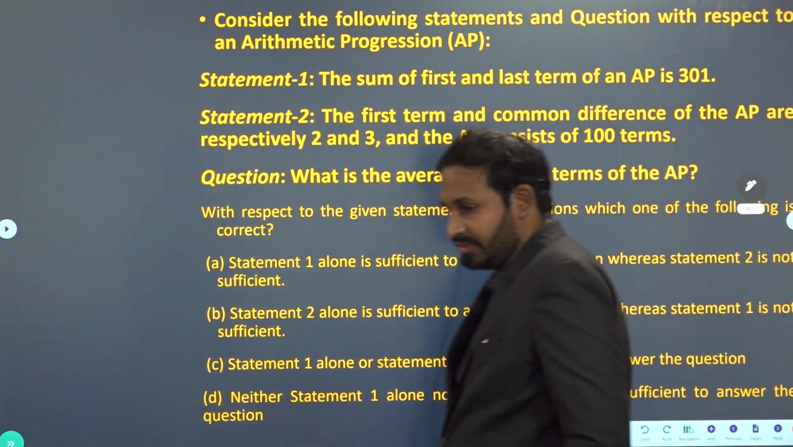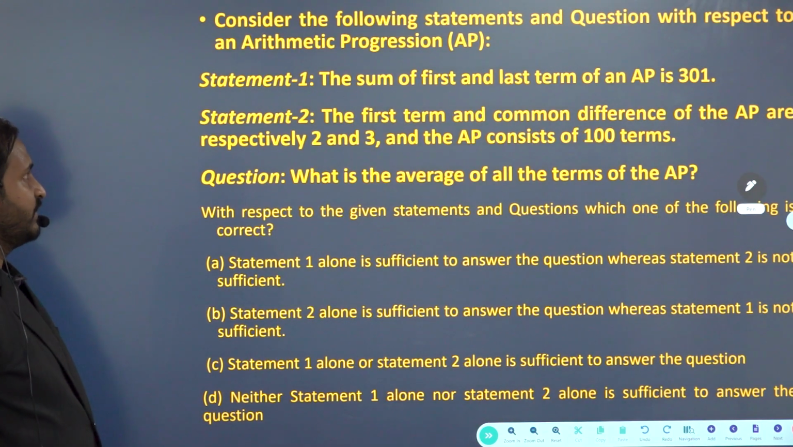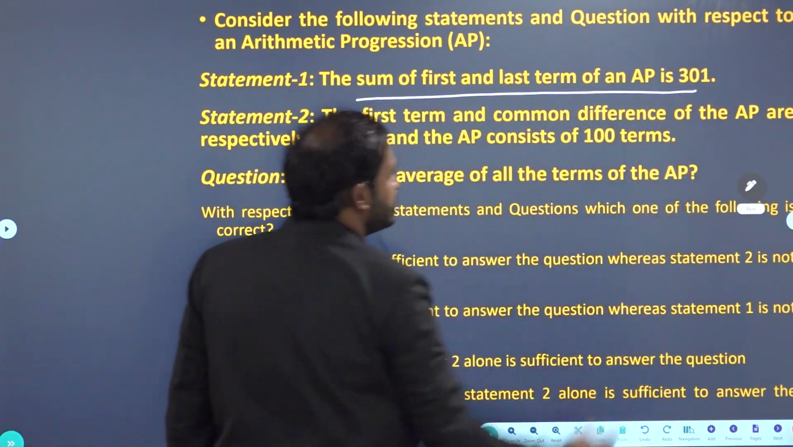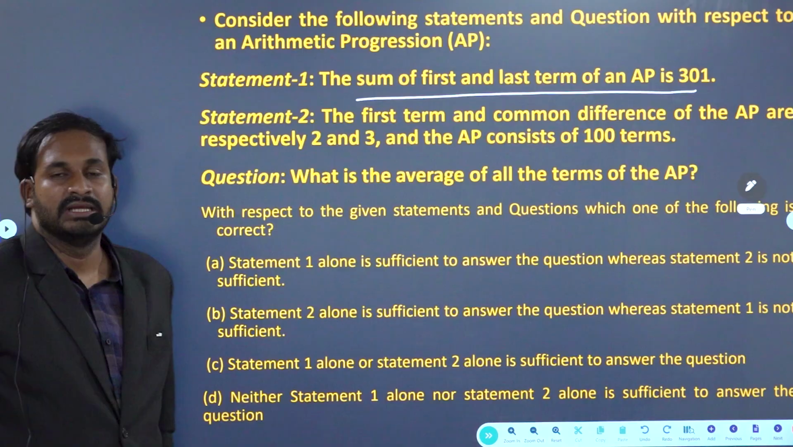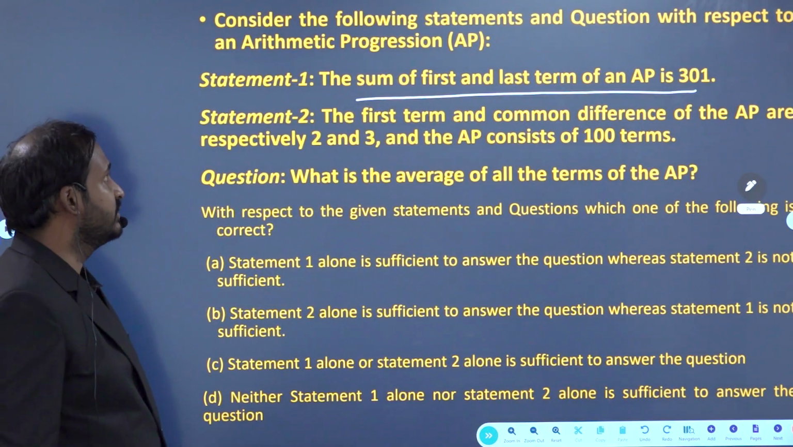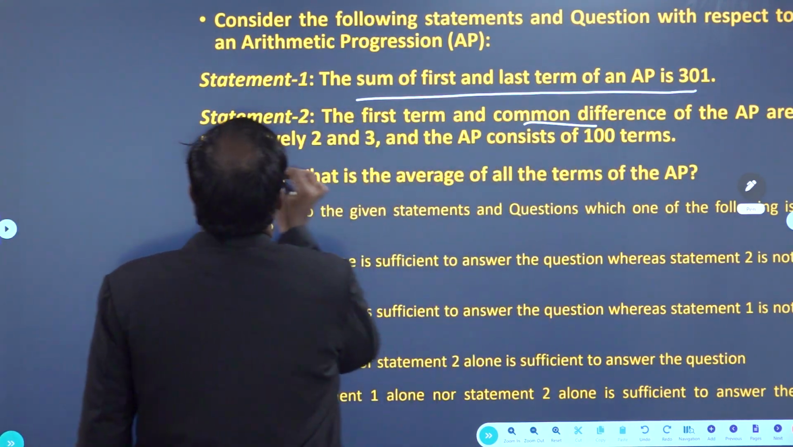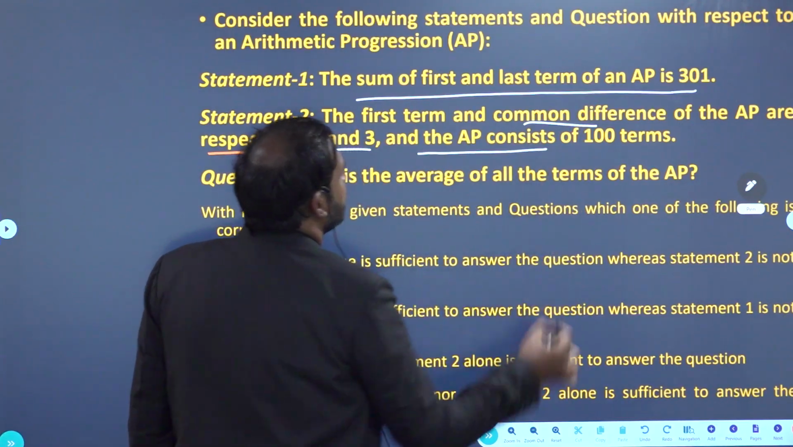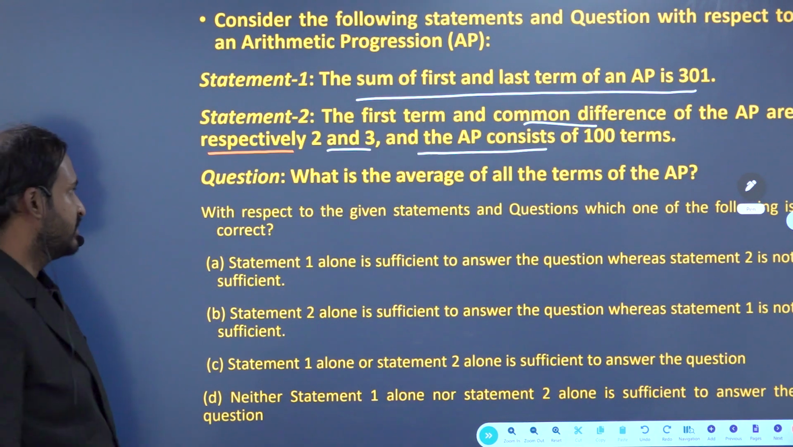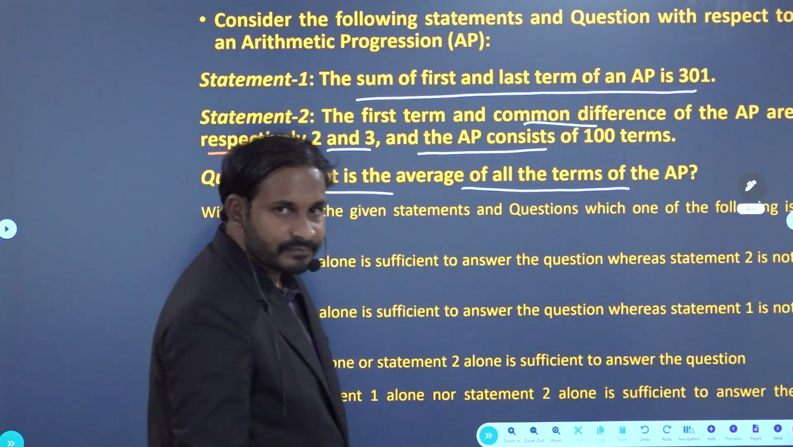Now see the first question. Consider the following statements and question with respect to the arithmetic progression. Statement 1: The sum of first and last term of an AP is 301. That means they have given us the sum of the first term and the last term. Statement 2: The first term and the common difference of the AP are respectively 2 and 3, and the AP consists of 100 terms. Now the question is, what is the average of all the terms of the AP?